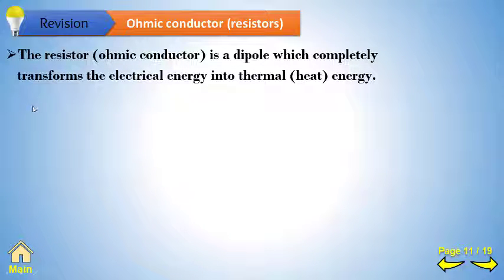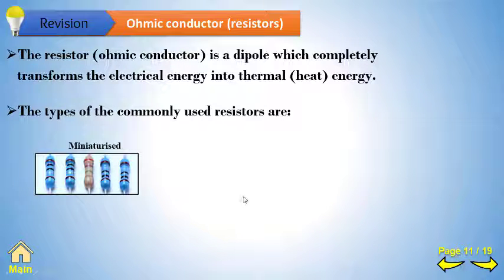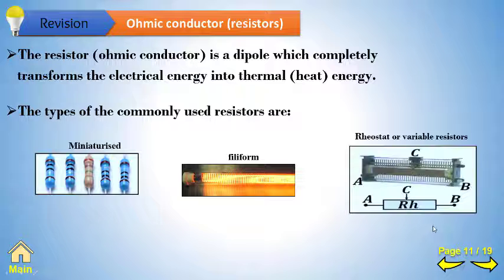The resistor, an ohmic conductor, is a dipole which completely transforms the electrical energy into thermal heat energy. The types of the commonly used resistors are miniaturized resistors, film-form resistors, rheostat or variable resistors.